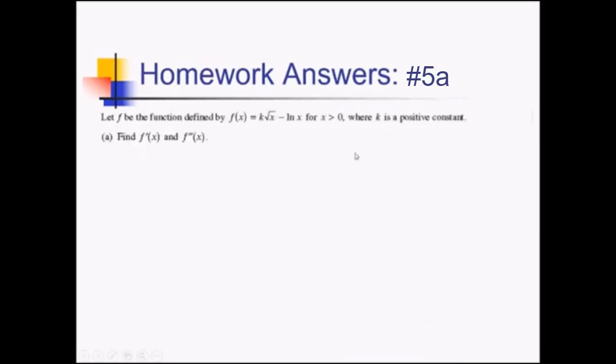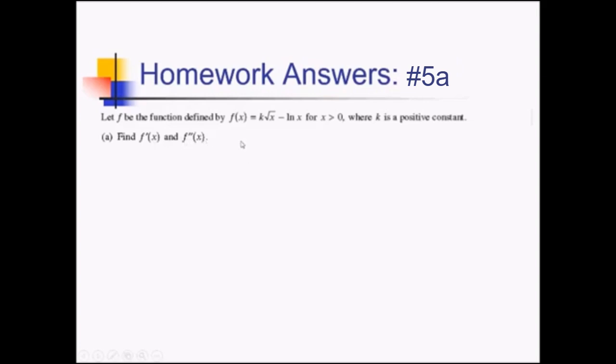On this non-calculator-based free response problem, we're given the function f is k times radical x minus ln of x, for x greater than 0. K is positive, so that's our background here. It's not a whole lot of background. Part A, we want to know f prime of x and f double prime of x.